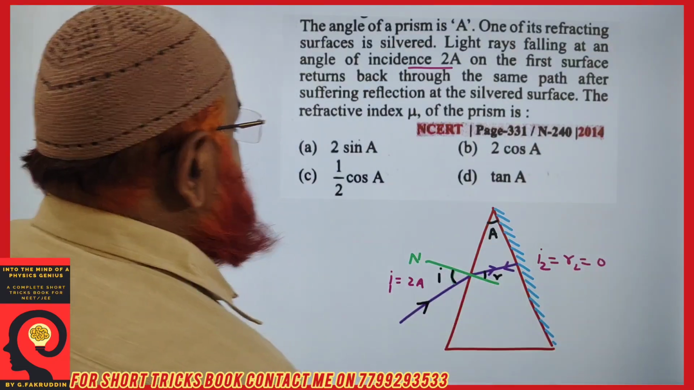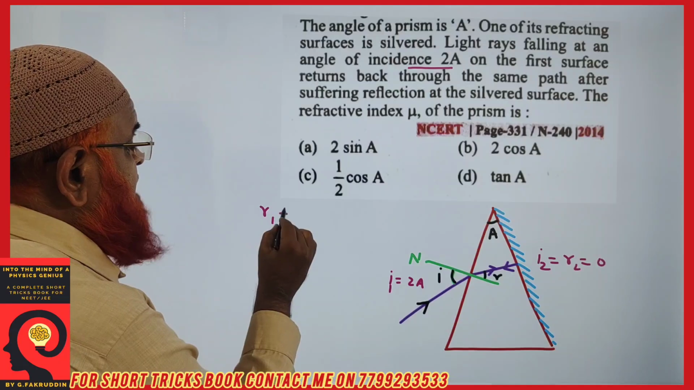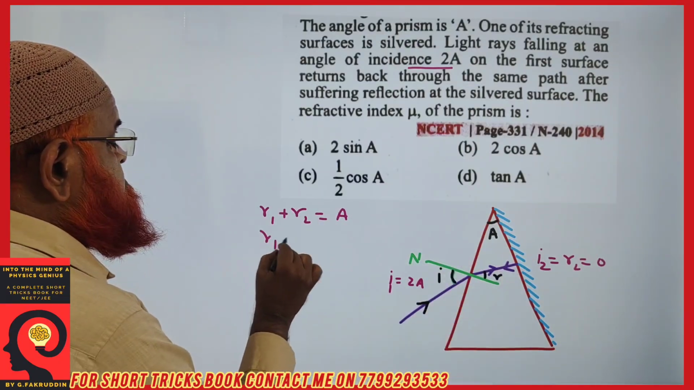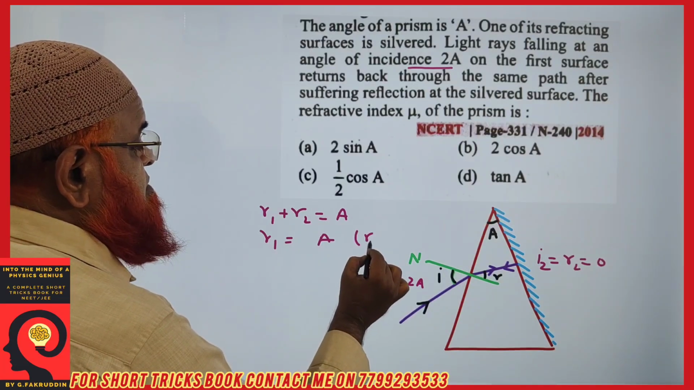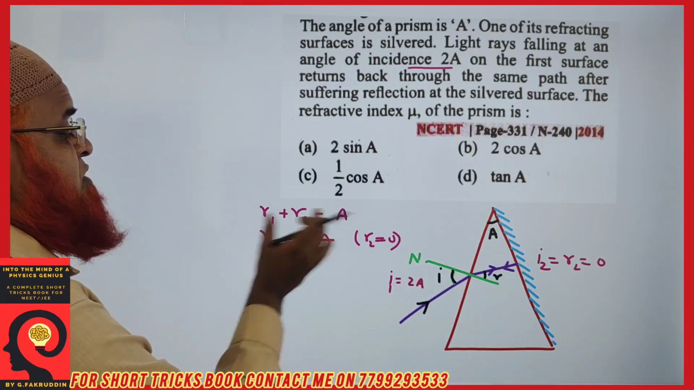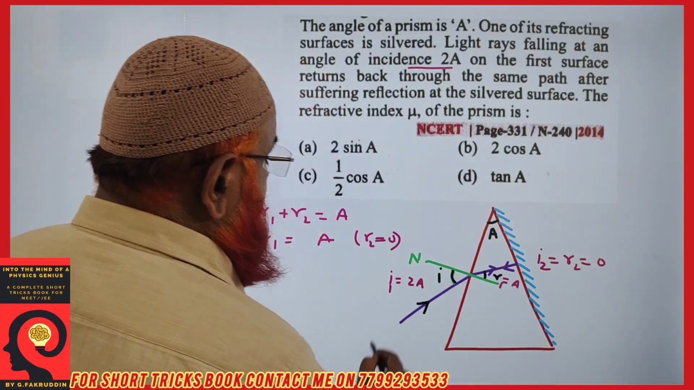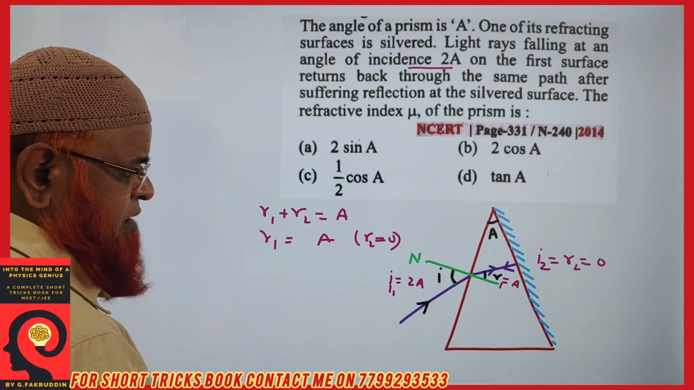When I2, R2 is equal to 0, you know there is one formula in a prism. What is that? R1 plus R2 is equal to A. R2 is 0, which means R1 is equal to A. So this is R1, which is equal to A, and I1 is equal to 2A, which is given in the problem itself. Understood what I am doing?